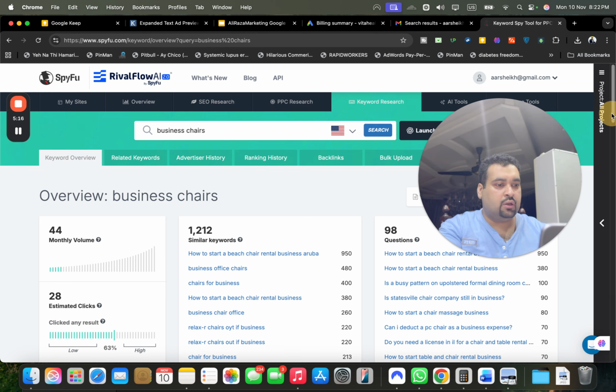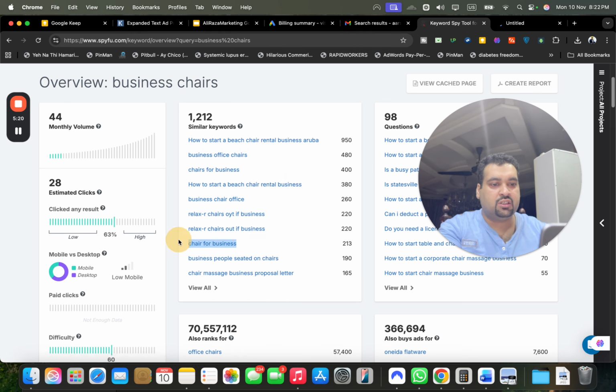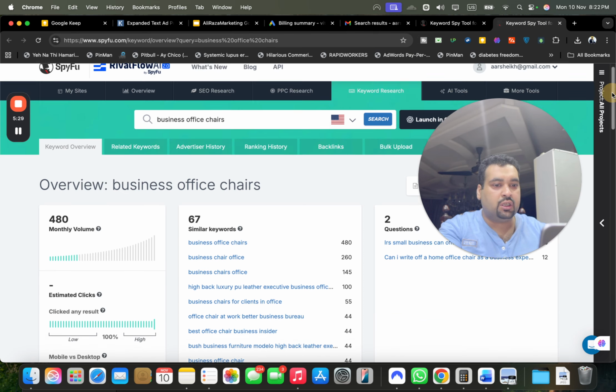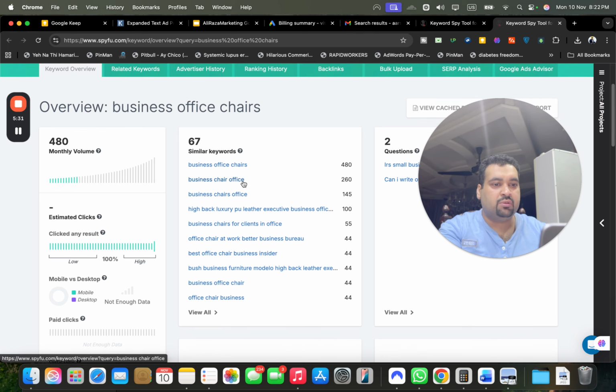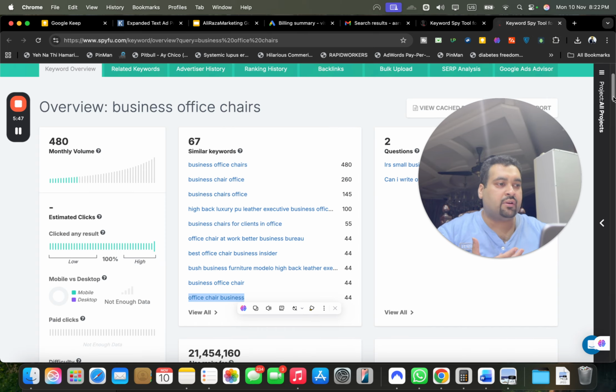So I got logged in. You may see this is chairs for business. This is also the same theme topic, so I can put it over here as well. This is all the same theme. So you need to follow the theme. You can see business chairs, business office chairs. All of these are the same theme. Business office chair, chair for business, office chair business. Try to understand, this is an ideal theme. Follow this pattern and use it.